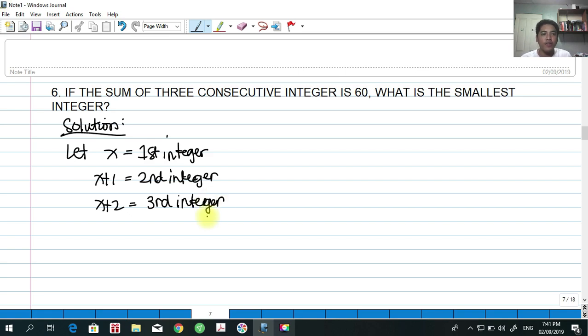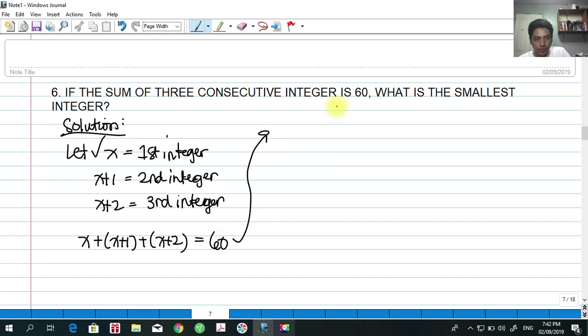It says the sum of the three consecutive integers is 60. So we're going to get the sum of these integers. So we have x plus x plus 1 plus x plus 2 is 60. If the sum of the three consecutive integers is 60, what is the smallest integer? The smallest integer is actually the x. So, what can we do here? x plus x plus 1 plus x plus 2 is equal to 60.